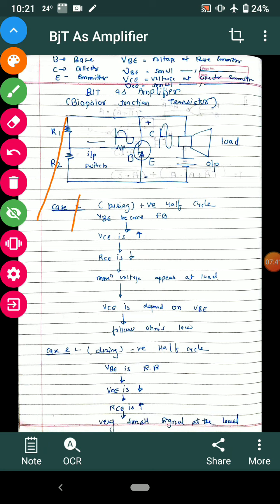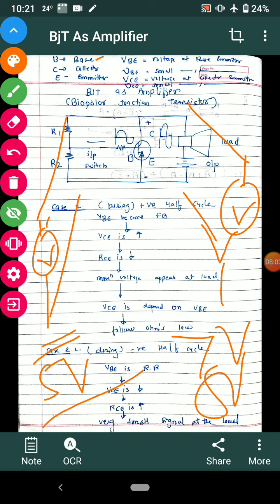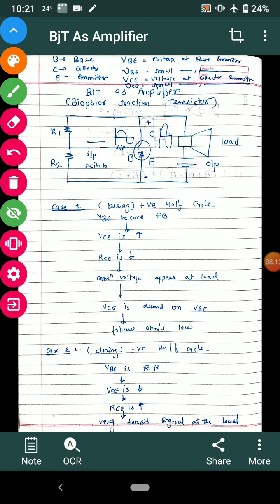You can measure by connecting a voltmeter at this part, and connecting a voltmeter at this part. You can easily identify that the voltage at input is supposed to be 5 volt, and voltage at output is supposed to be 7 volt or 8 volt, depending upon the input voltage. So this is the simplified explanation of BJT as an amplifier. If anyone has a doubt, please comment.